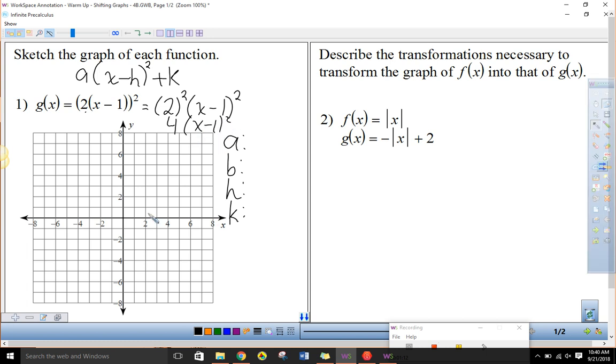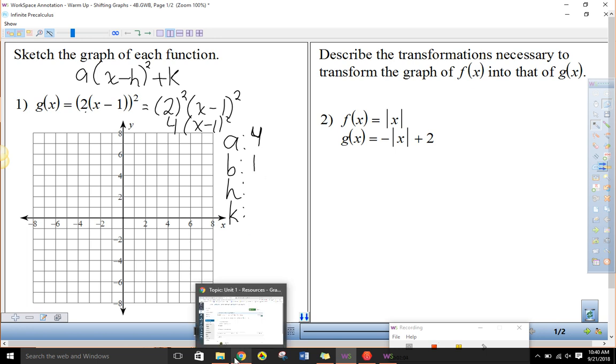This in your calculator and this in your calculator will give you the exact same graph. This one's just nicer to deal with. So what's my A value? 4. We are only ever going to deal with B values that are 1, or if it's a square root, it can be 1 or negative 1. Okay? What about H? What's my H value?